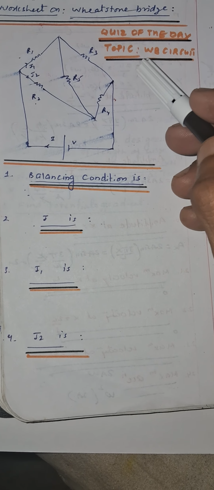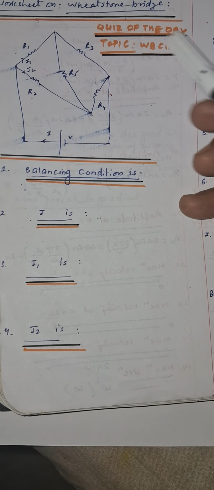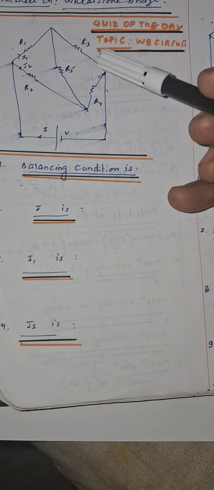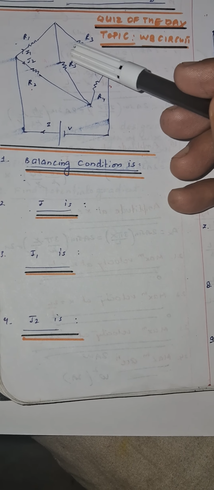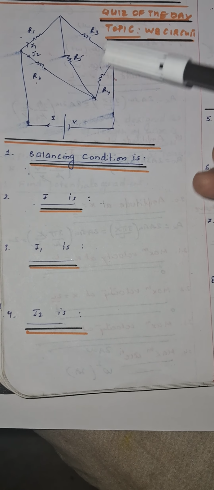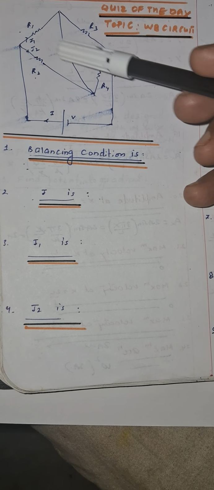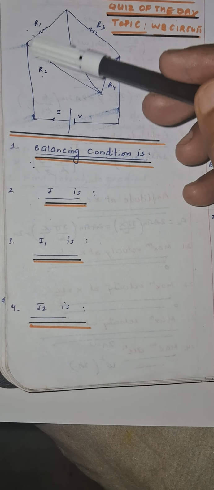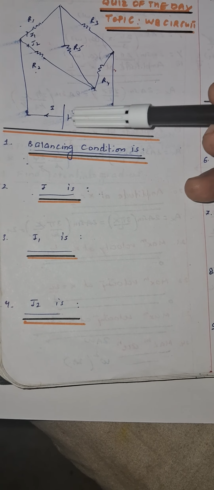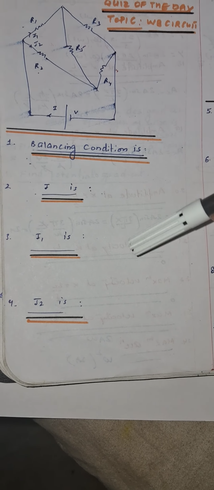It is on the topic of Wheatstone bridge circuit, which we call the WB circuit. It is one of the important topics in current electricity of class 12 physics. In this Wheatstone bridge circuit, we have a combination of 5 resistances which are connected to a source of battery of voltage V as shown in the figure.